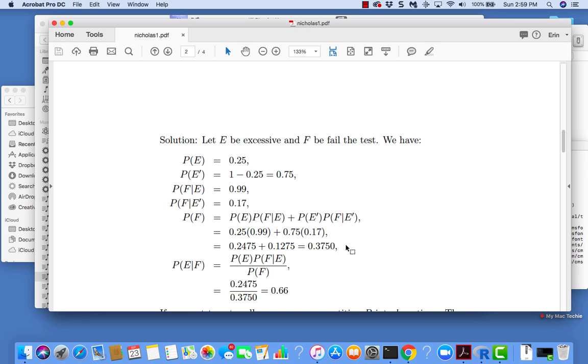That's the total probability. Now I want to find the probability of excessive amounts given that it failed the test. So that's the probability of E times the probability of F given E, which is actually the first term here, all over the probability of failure. So that's your 0.2475 over 0.3750, and that gives me 0.66. And that's all there is to it.